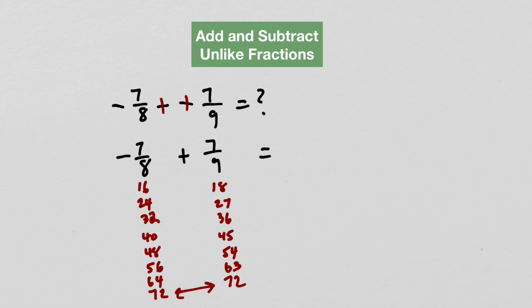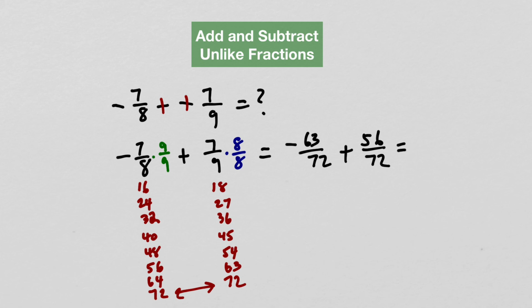So we're going to multiply the first fraction by 9 over 9 and the second fraction by 8 over 8. Okay, then the result would be negative 63 over 72 plus 56 over 72. Okay, now that we have the same denominator in both fractions, we know the denominator in the answer will be 72.